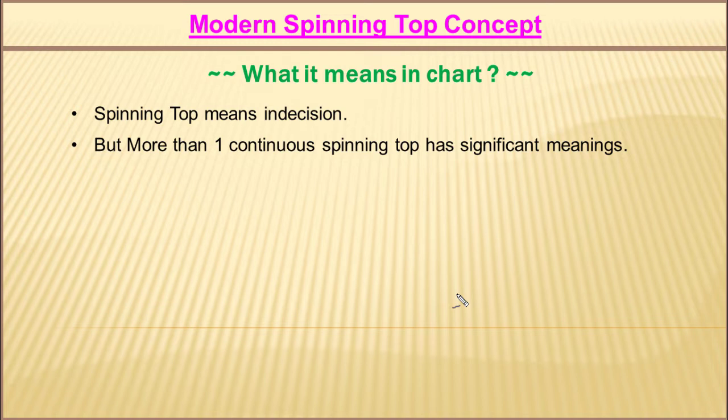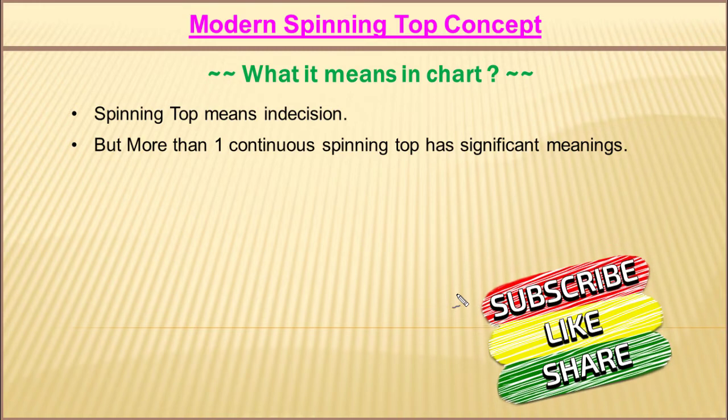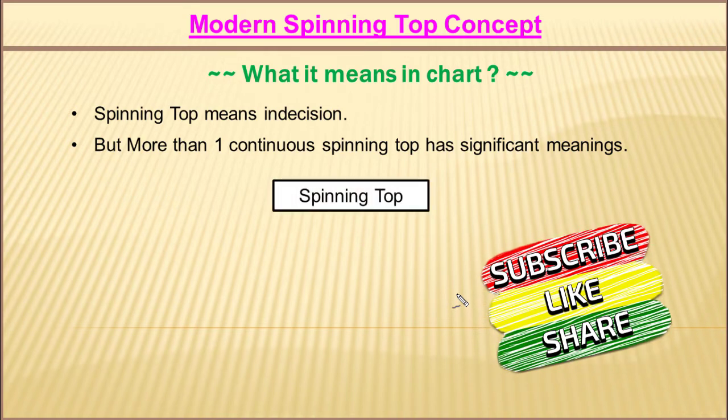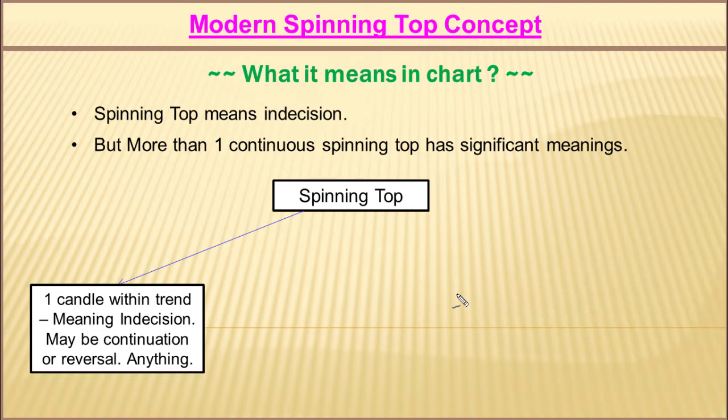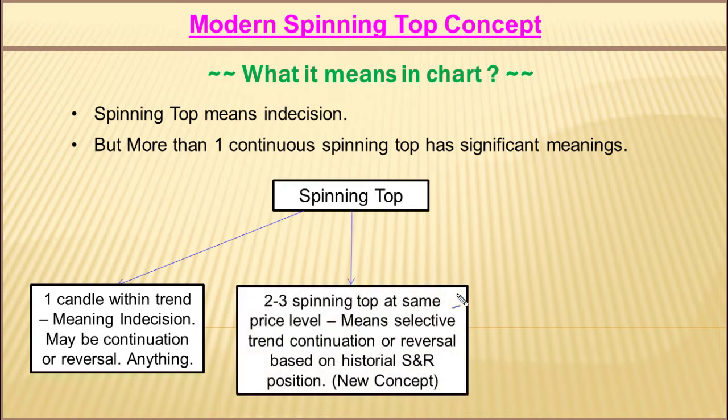According to the modern price action, a spinning top is divided into three categories. The first category is one single candle within a trend, which means indecision. After the appearance of one single candle, the trend may continue or get reversed. It can do anything. And I think this point is known to all of you. But friends, with the new concept, you will have one or two more decision-making tools.